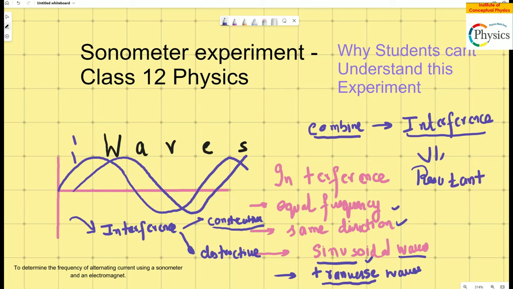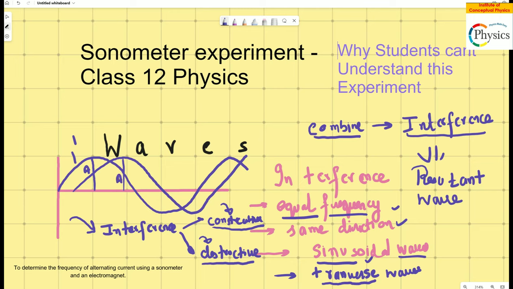There are two types of resultants: the constructive and the destructive. Wherever you see constructive interference, the amplitude of the resultant wave, the final wave which gets created, is very high. This is the amplitude of a single wave, but the resultant of the two has an amplitude higher than that of the individual wave. But the frequency of the resultant wave is the same as the frequency of the individual wave.